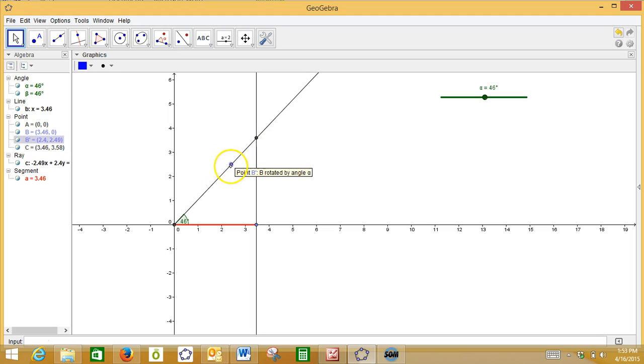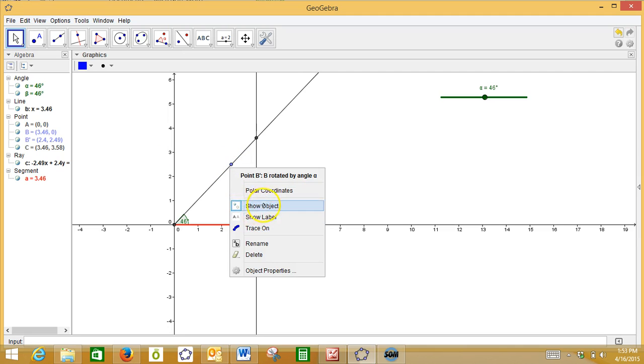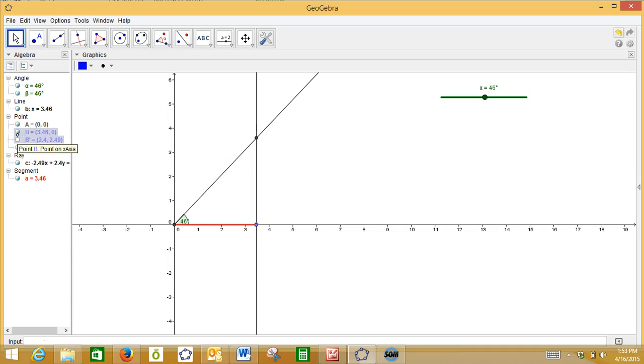Now I'm done with this little guide point, is what I call it. So you can either right-click on it and go to show object, and we can hide it that way, or just knowing that it's a transformation, it's B prime, I can click on that little green circle in my algebra window also.